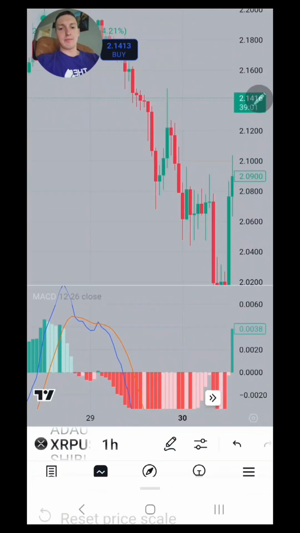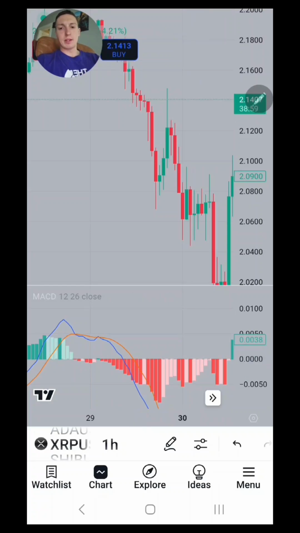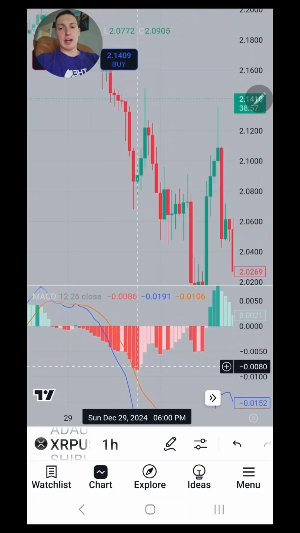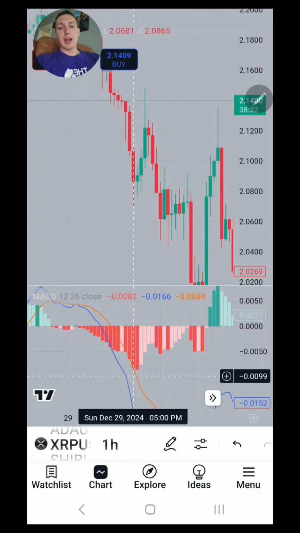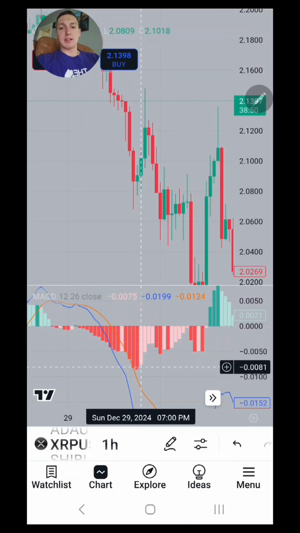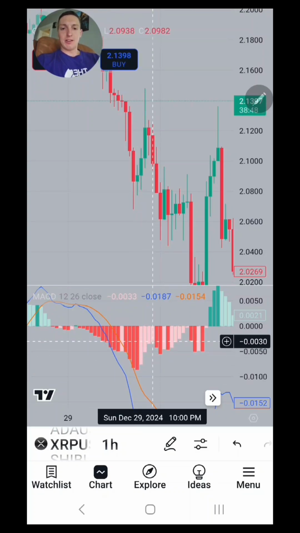All this red in your momentum can show you how far you can expect to go down. And when it starts to turn light, that means things are starting to get better.